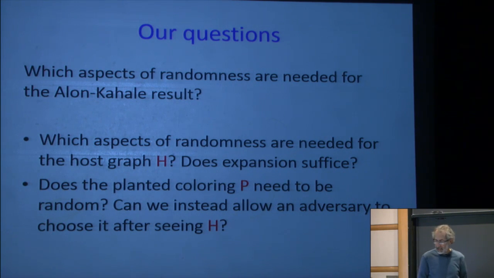So the question that we ask is which aspects of the randomness are needed in this result of Alon and Kahale? There are two sources of randomness in the model. One of them is that the host graph was random. So the question is, can we replace it, let's say, by an arbitrary expander, and would the result still hold? And the other is that the planted coloring is random. So for example, is it okay if an adversary looks at the host graph and then plants the coloring with equal size color classes? Does the problem become more difficult then or not?